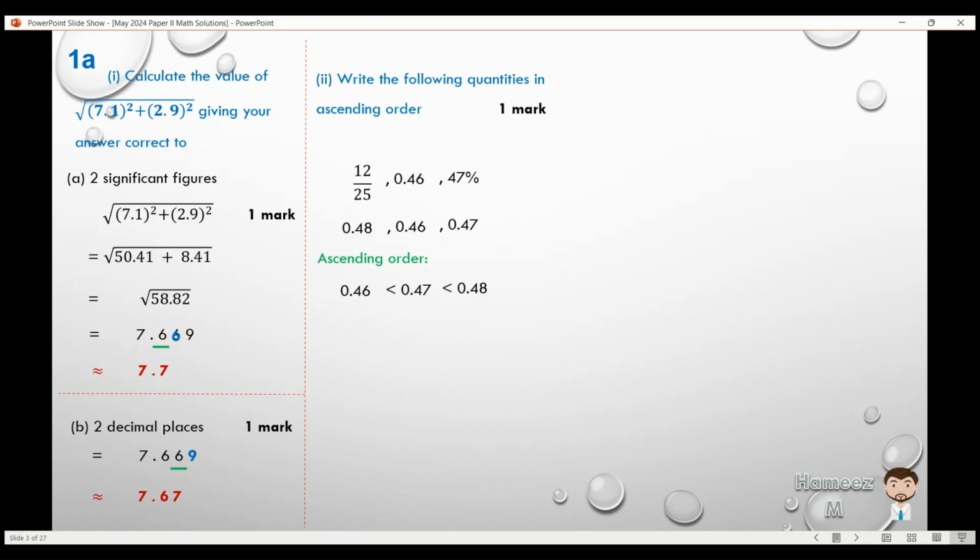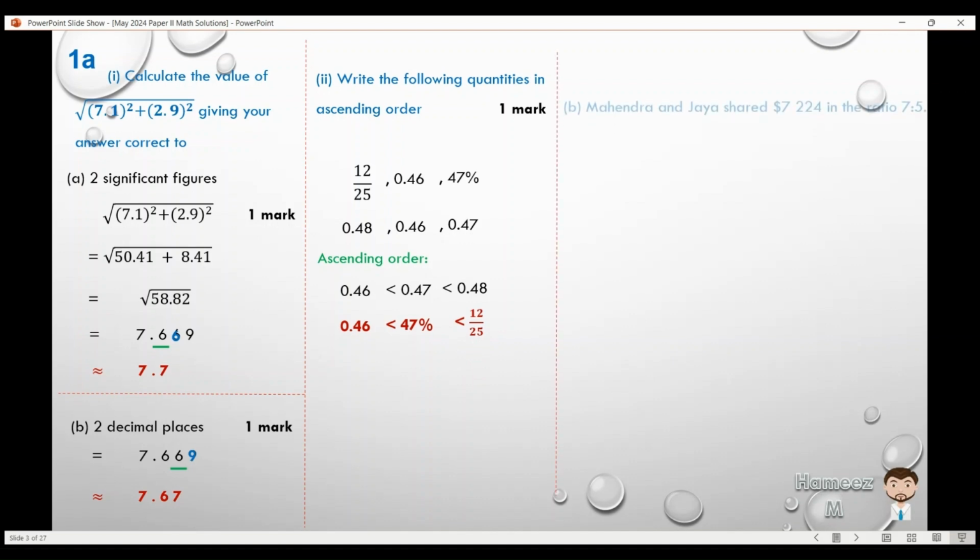Now, of course, we want to write it how it was given in the first line. So 0.46 is what it was given as a decimal. 0.47 was given as a percentage, so let's write it like that. 0.46 is less than 47%, which is less than, what was 0.48? The common fraction, 12 over 25.